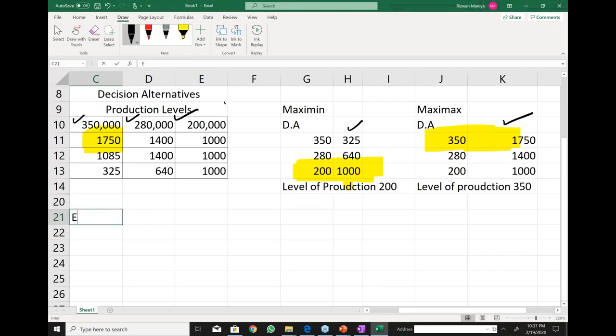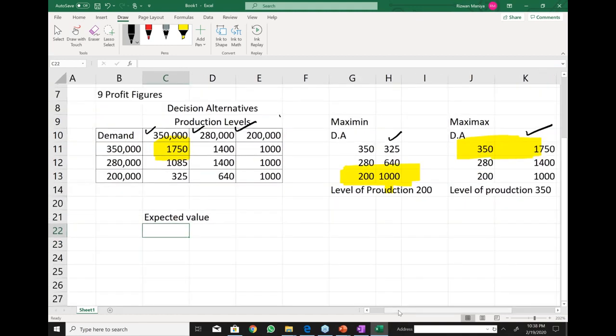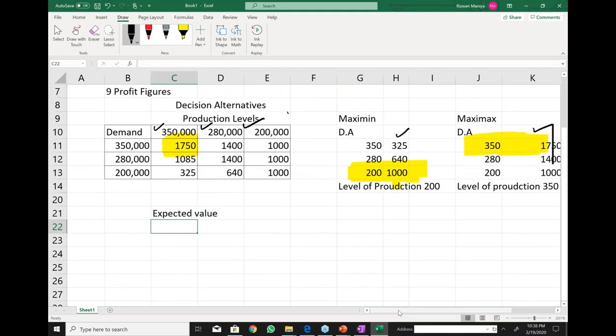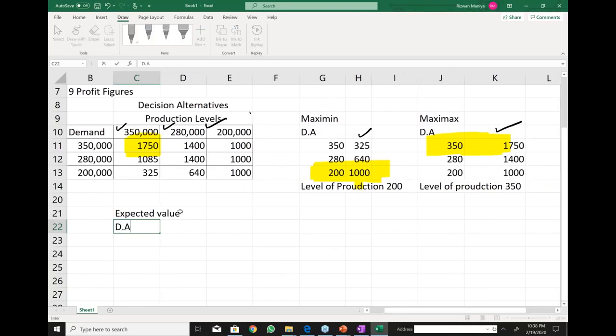Now for expected value, we need what? We need probabilities. Yes, we do need probabilities for expected value. So are we clear about the probabilities here, guys? Yes, we know we are given the probabilities. We need to work out the expected value for three decision alternatives, 3DA. First, EV will be worked out for 350,000.